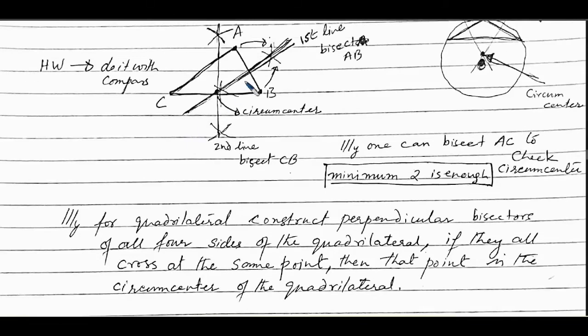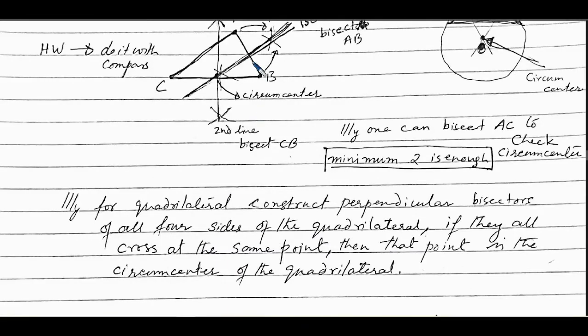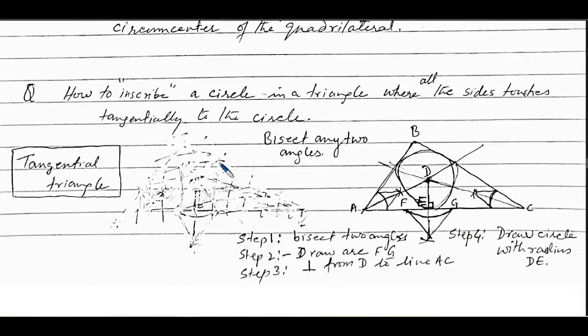Here you have made a circle, okay, but you can also inscribe a circle inside the triangle. Okay, how do you inscribe? Here I have bisected the sides, but for inscribing you have to bisect the angles. So how to inscribe a circle in a triangle where all the sides touch the circle tangentially?